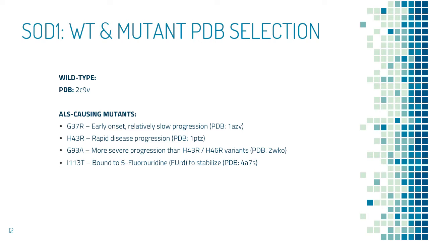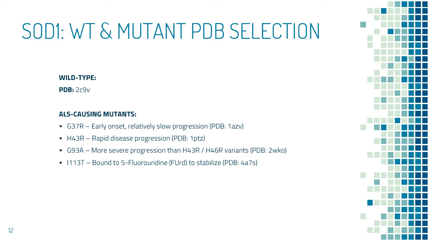So let's look at the mutants that I chose. The wild type that was chosen was PDB 2C9V, a crystallized structure. They're all crystallized structures, and there were 4 mutants that I chose to look at. As you can see here, the first mutant was G37R, which represents an early onset, relatively slow progression. It'll also be referred to as 1AZV in the PDBs. Then I chose the H43R mutant, which is known for a rapid disease progression.